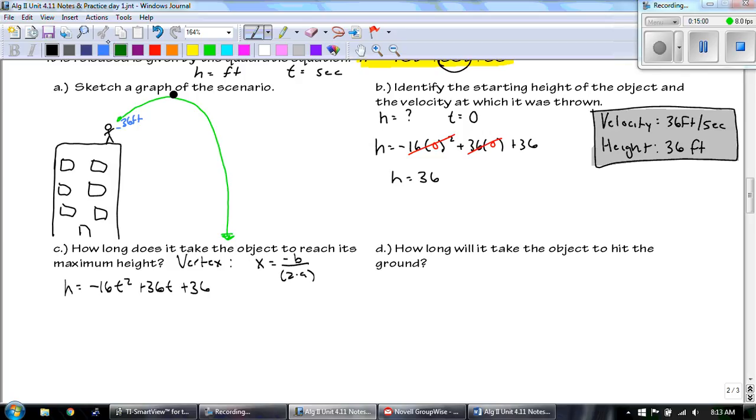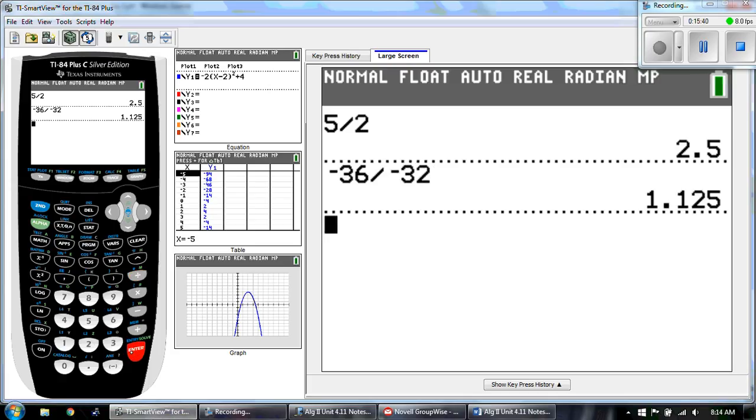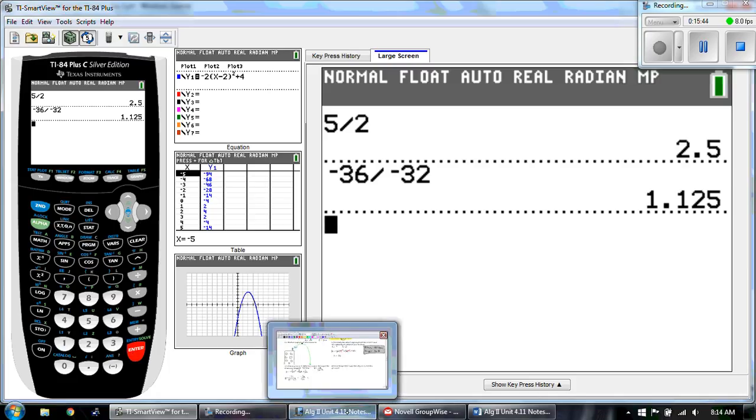We've got our a, b, and c. So x equals the opposite of b, so negative 36, over 2 times negative 16. So on the top we have negative 36, and 2 times negative 16 is negative 32. Okay, so when you divide that out, negative 36 divided by negative 32, it doesn't come out all nice and pretty. It's well, kind of, but 1.125.